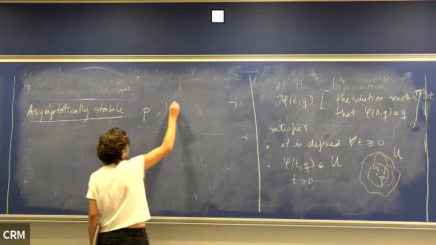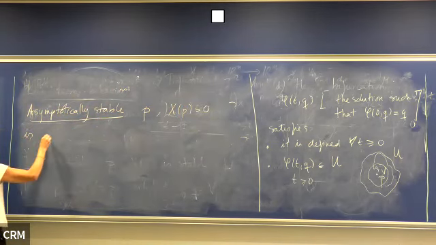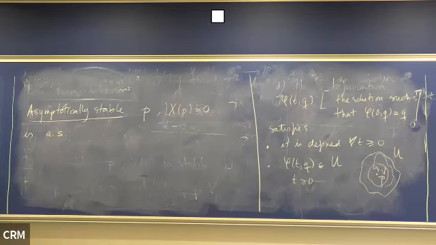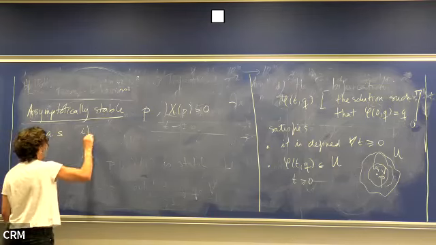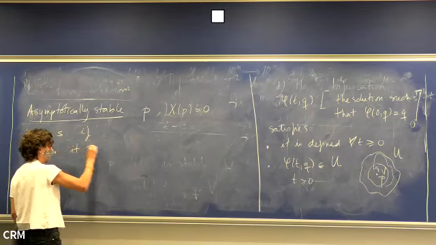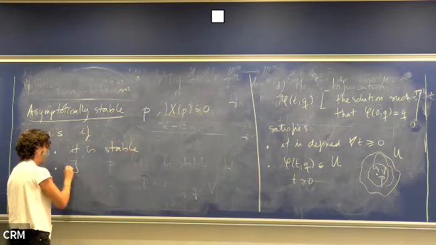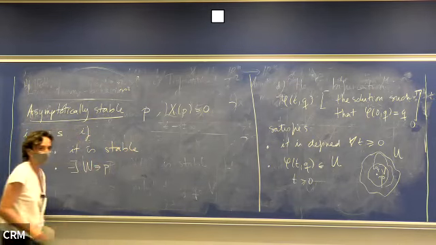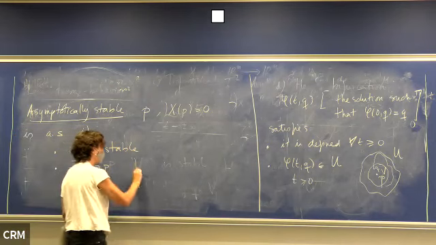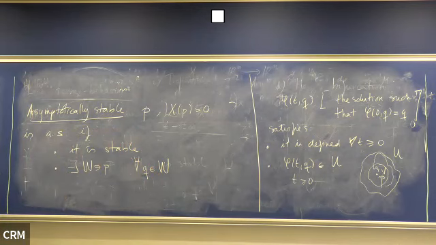Again, you have P, xp equal to 0, and then you say that is asymptotically stable if the first thing is that it has to be stable. And the second condition is that there exists another neighborhood such that for all initial conditions that belong to this new neighborhood, the solutions go to the fixed point.